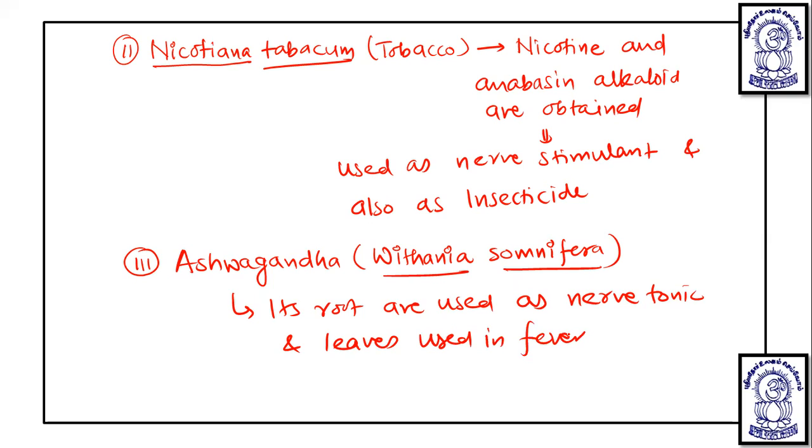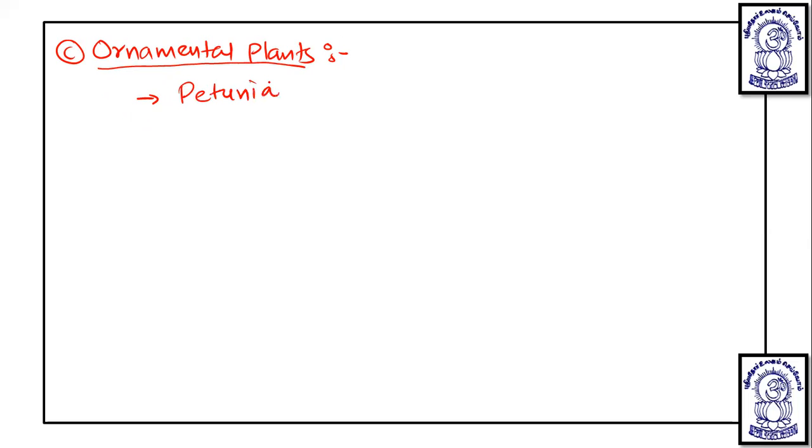Apart from this, there are some ornamental plants that we also need to discuss. If we talk about ornamental plants of this Solanaceae family, then it includes Petunia, or we can say genus Petunia. There are some species like Petunia alba, Petunia axillaris. You should just remember the genus Petunia, which belongs to this particular family.